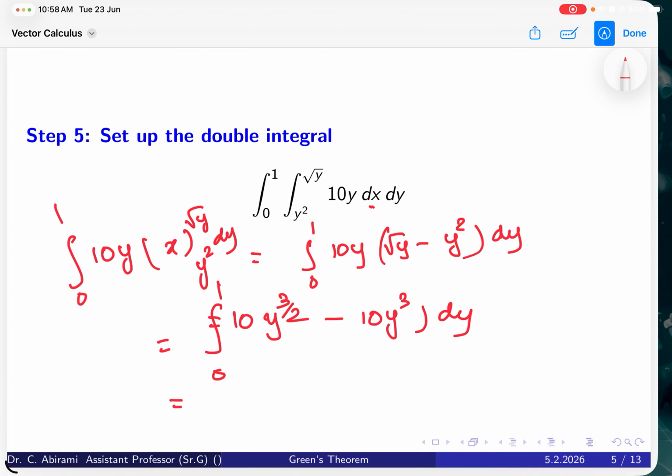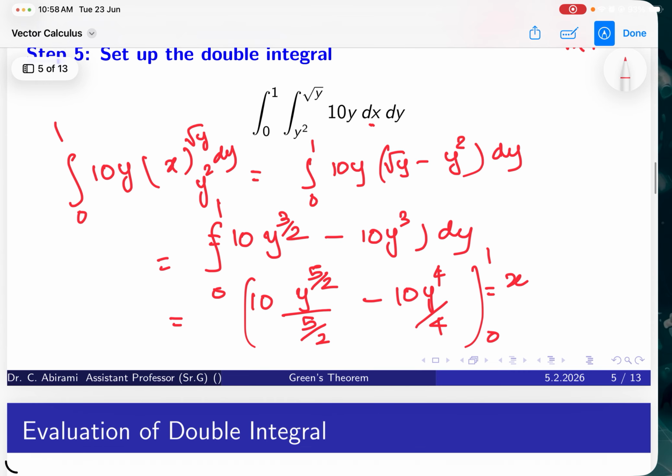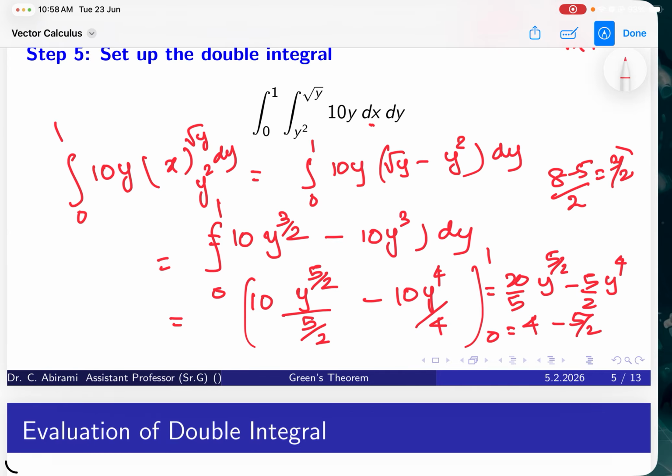This is equivalent to, what is the integral of x power n? The integral of x power n dx will be x power n plus 1 divided by n plus 1. Same thing here: 10 y power 5 by 2 divided by 5 by 2, minus 10 y power 4 by 4, from 0 to 1. So if I apply the upper limit, what happened? 20 by 5 y power 5 by 2 minus 10 by 4, which is 5 by 2, y power 4. If I apply the upper limit on y, what happened? 4 into 1 minus 5 by 2, lower limit 0. 4 twos are 8, 8 minus 5, divided by 2. The answer is 3 by 2.